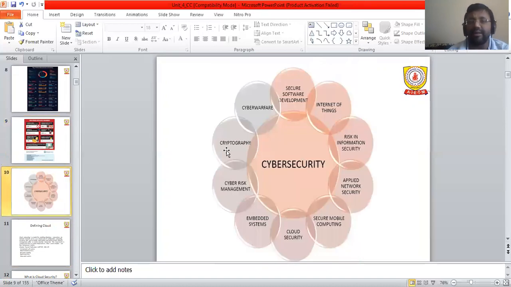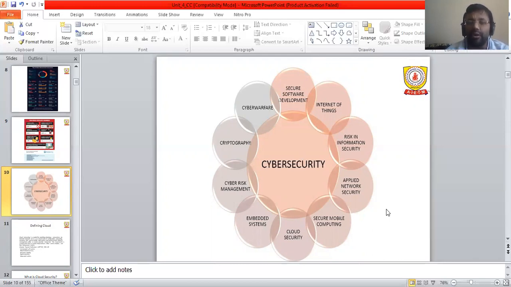Naturally, once we see all these concepts, cloud security and cyber security is a big booming field with good services from cloud providers. So here are some cyber security areas: secure software development, Internet of Things, risk and information security, applied network security, secure mobile computing, cloud security, embedded systems, cyber risk management, cryptography, and cyber warfare.